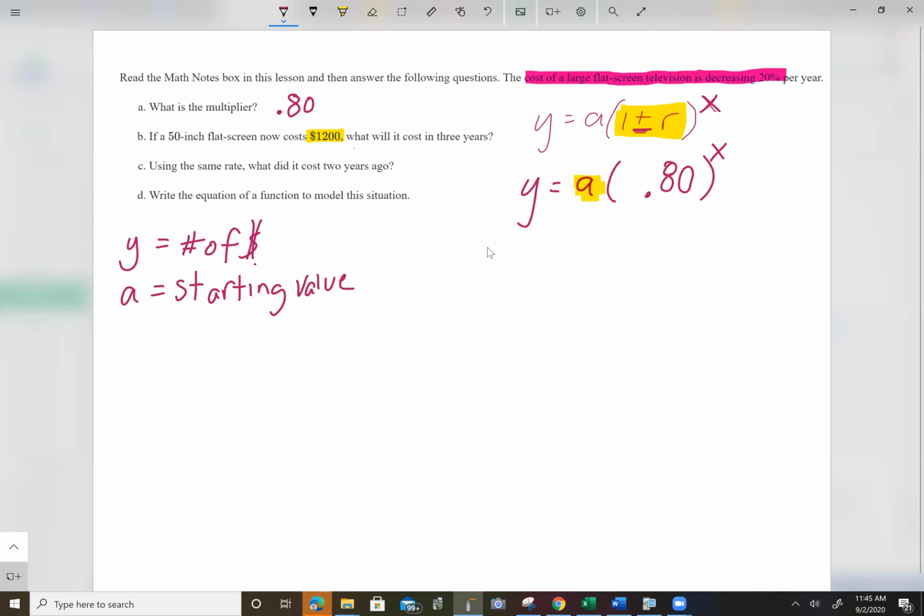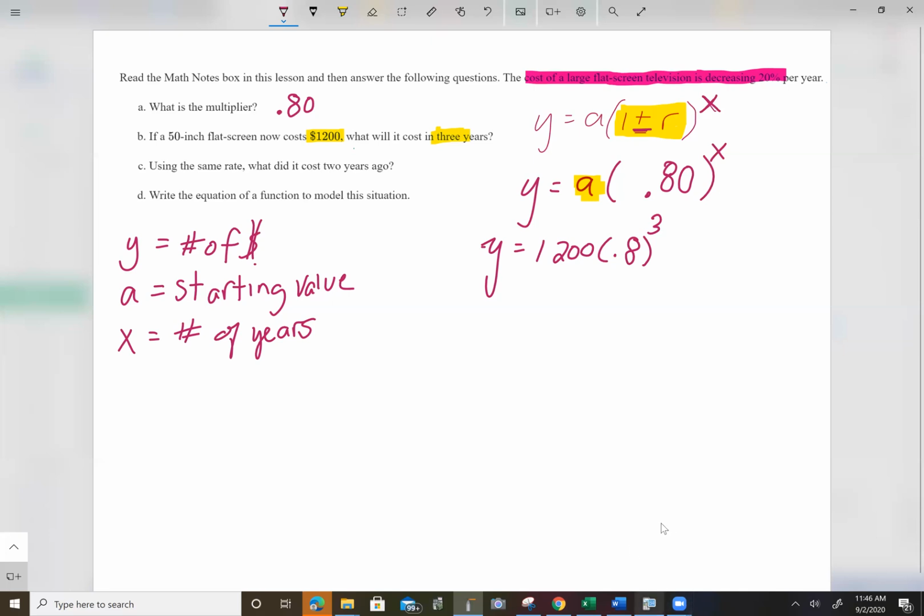So if we are starting with 1200, we are going to substitute 1200 for A times 0.8, and our X is 3 because our X variable stands for the number of years. So if we want to know how much this is going to cost in 3 years, we substitute 3 in for X.